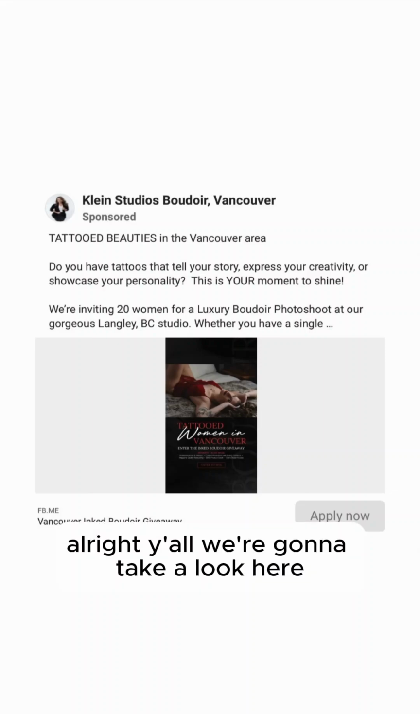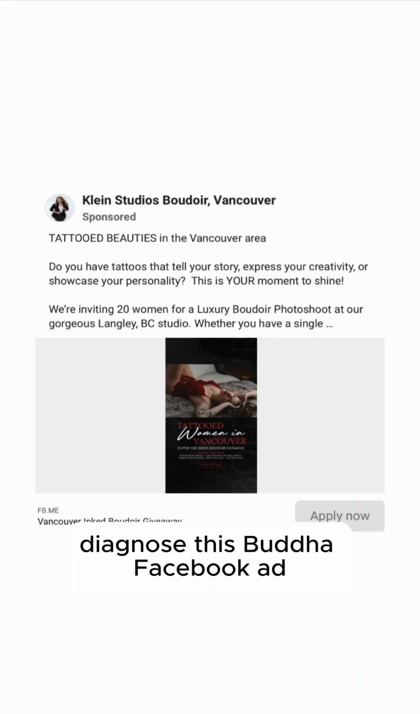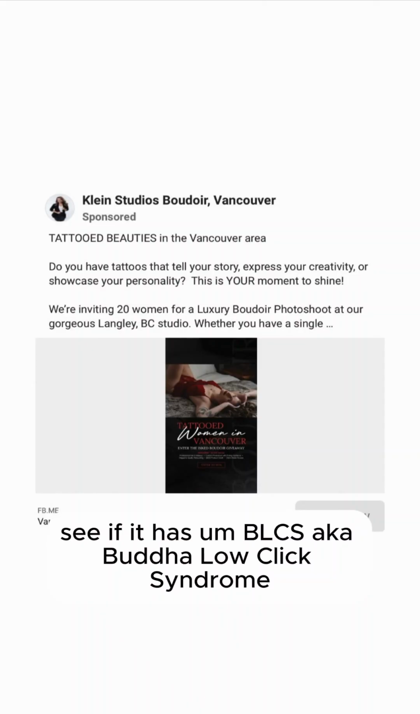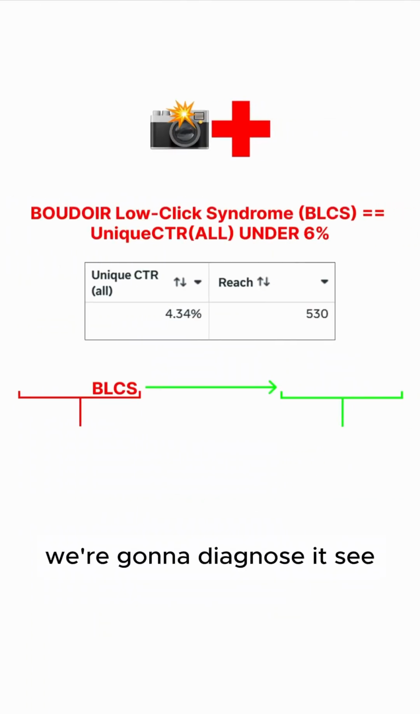All right, y'all, we're going to take a look here, diagnose this Boudoir Facebook ad, see if it has BLCS, aka Boudoir low click syndrome. We're going to diagnose it, see what our thoughts are.